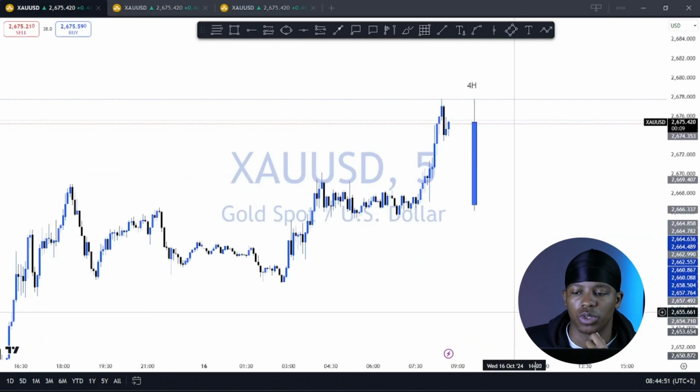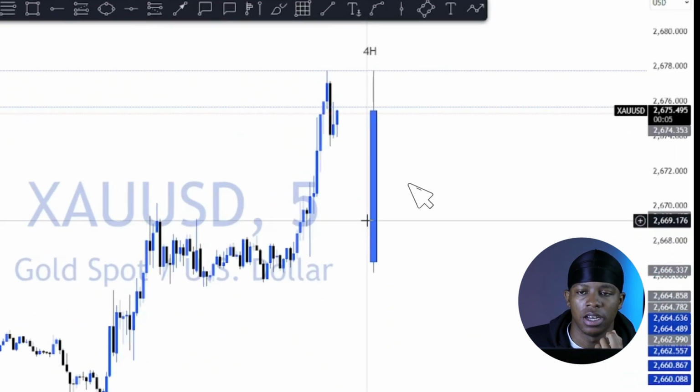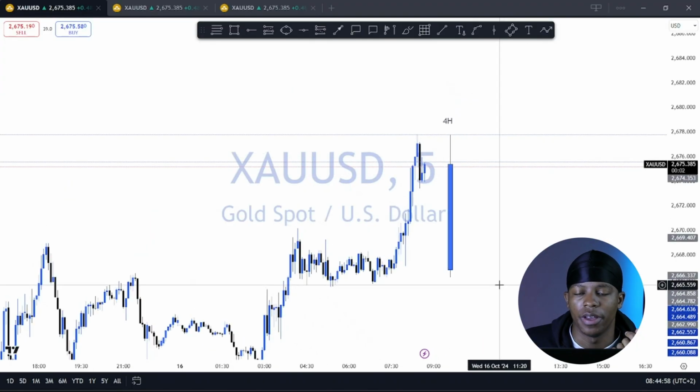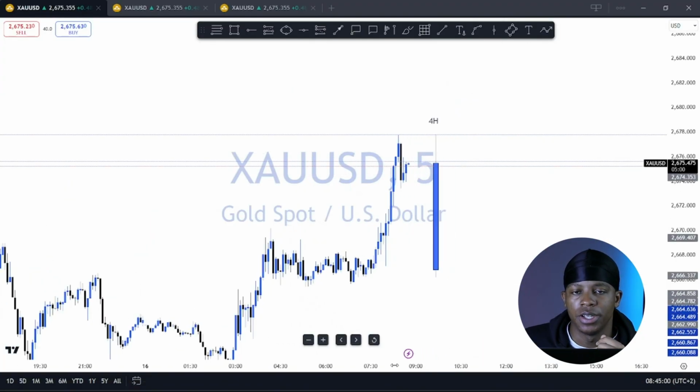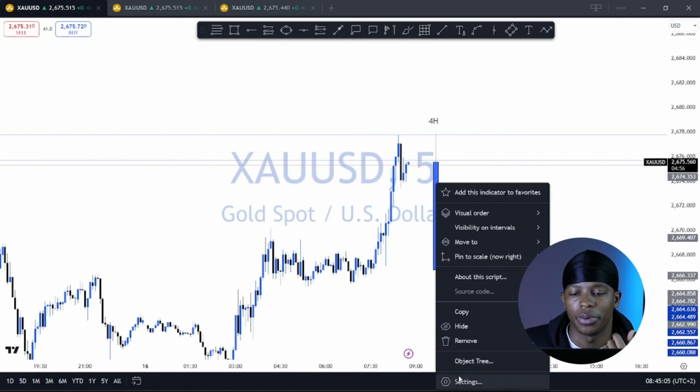Pretty sure most of you guys have asked yourself, what is this indicator? How do I use it? And how effective is it, right? So let us start with what it is and how do you find it.